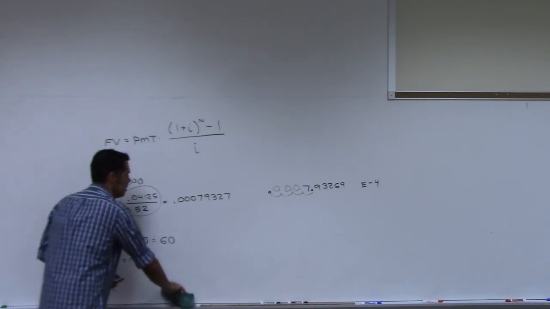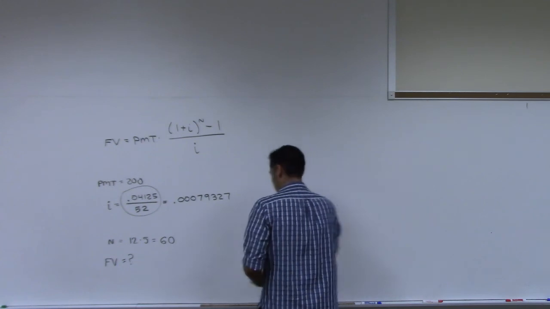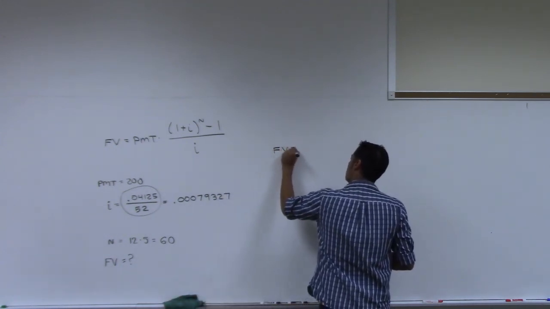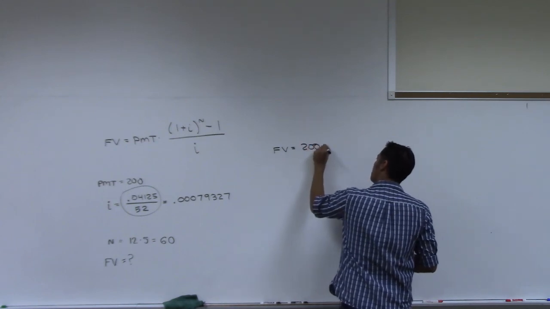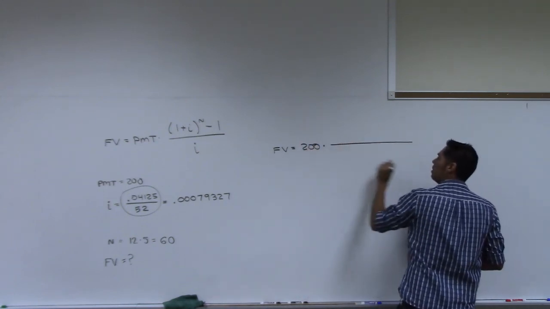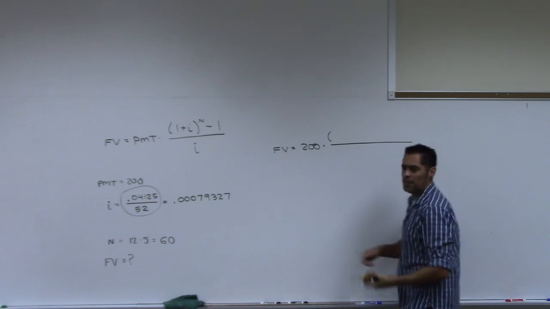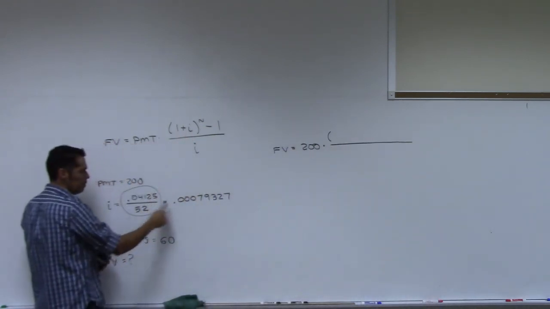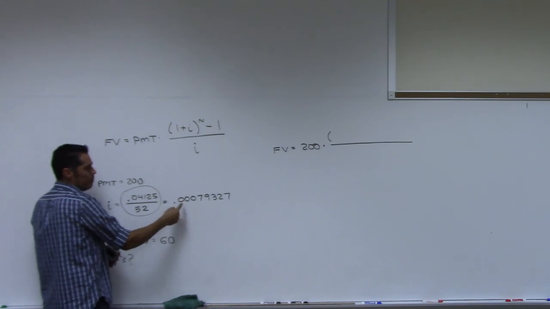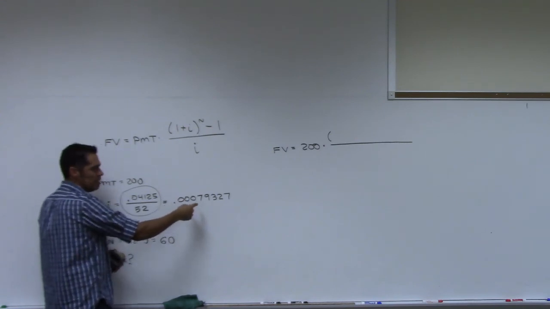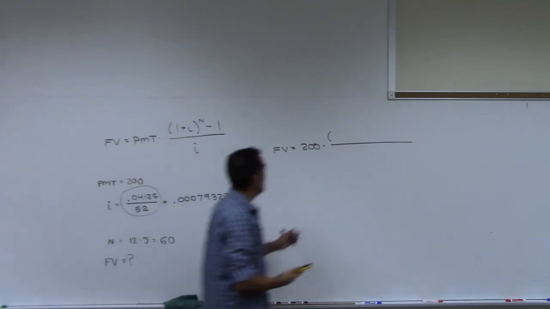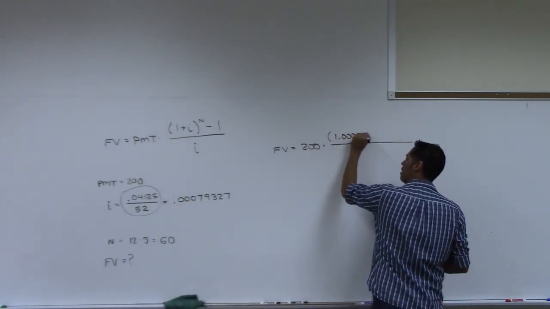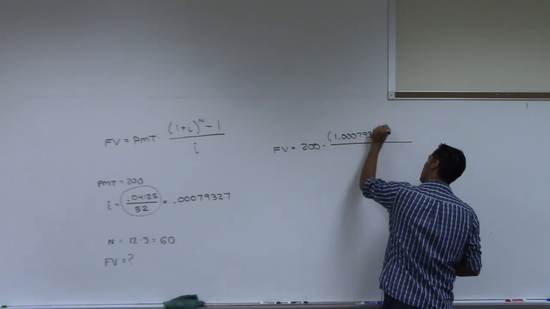So let's try this. We have future value should equal 200 times a big old fraction. What is 1 plus I? It's just 1.0007937. So I'm going to write that down. 1.0007937 raised to what power?